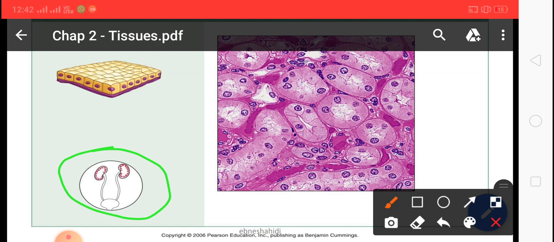And what is the function of the cuboidal epithelium? So first is to provide mechanical support. Second is secretion. Third is absorption and excretion, and fourth is gamete formation. That's why it is found in the testes and ovary. So I want to tell you about the first function of the cuboidal epithelium. It provides mechanical support to the organ where it is present.